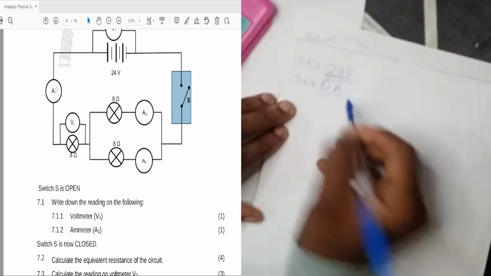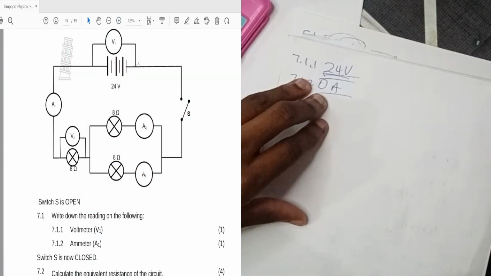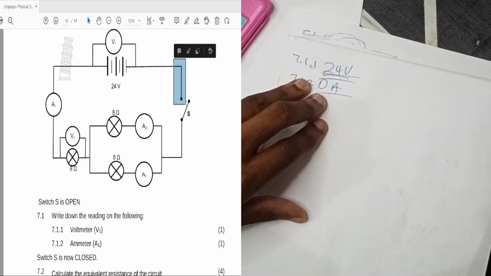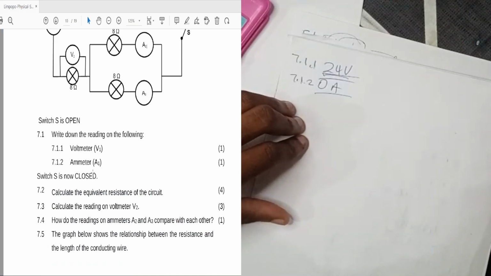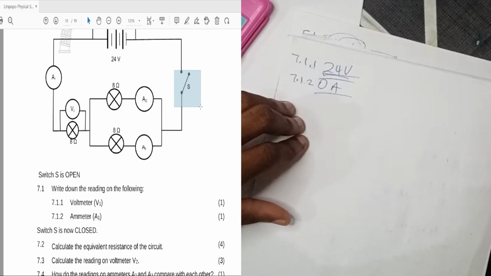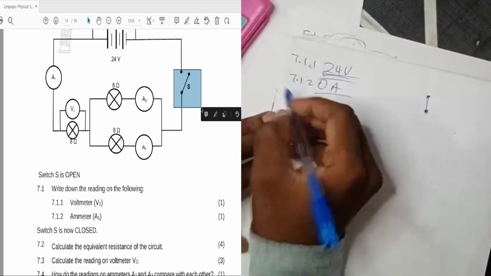So 24 volts, 0 amperes. That's the answer, because we are measuring across the battery, but the current we cannot measure, because there is no current flowing here because the switch is open. Now the switch is closed, it means this is closed. Now it's no longer like that, it is something like this. Electricity can pass through now.